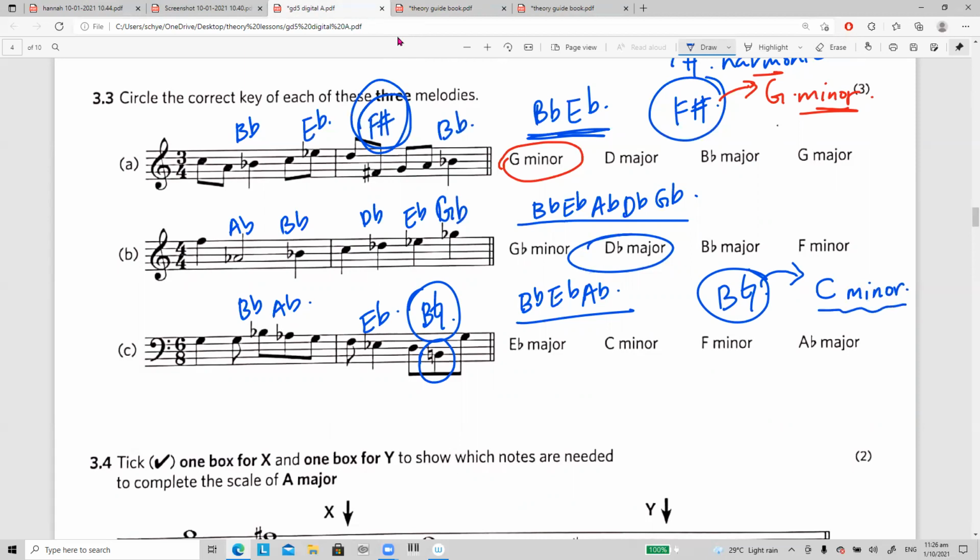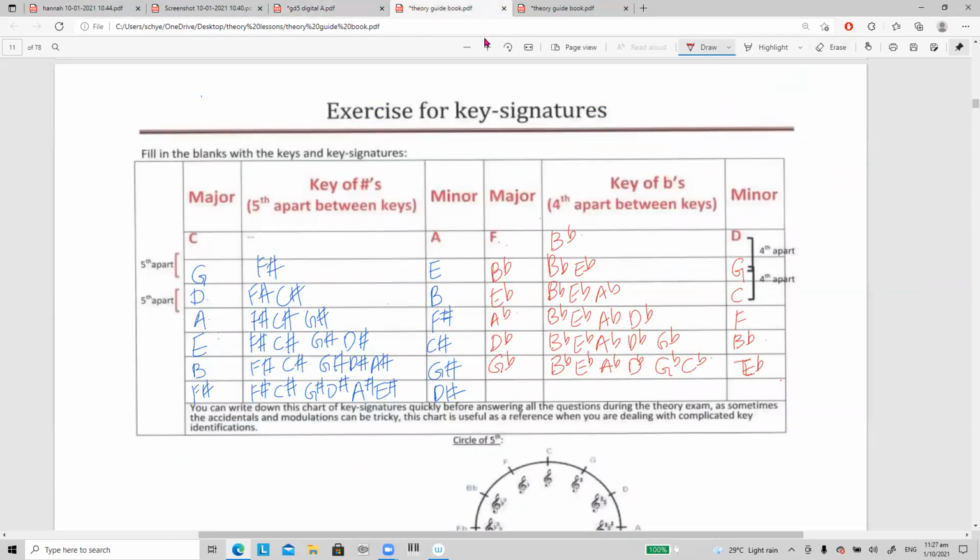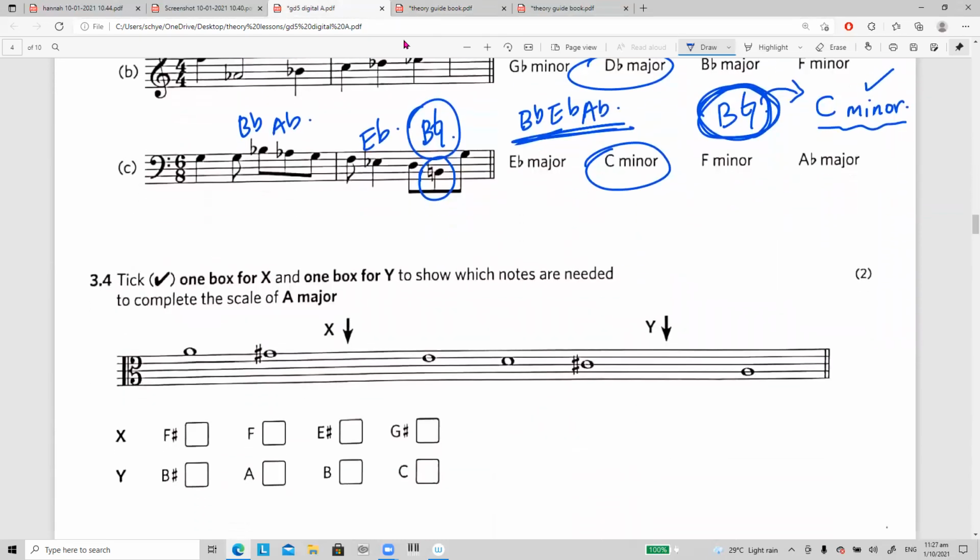So all these unusual accidentals will actually tell you the key. If this is C minor, you check whether C minor has 3 flats. Okay, look at the chart. Yes, C minor here does have 3 flats. So from here, you can confirm that your answer is correct, it is C minor.